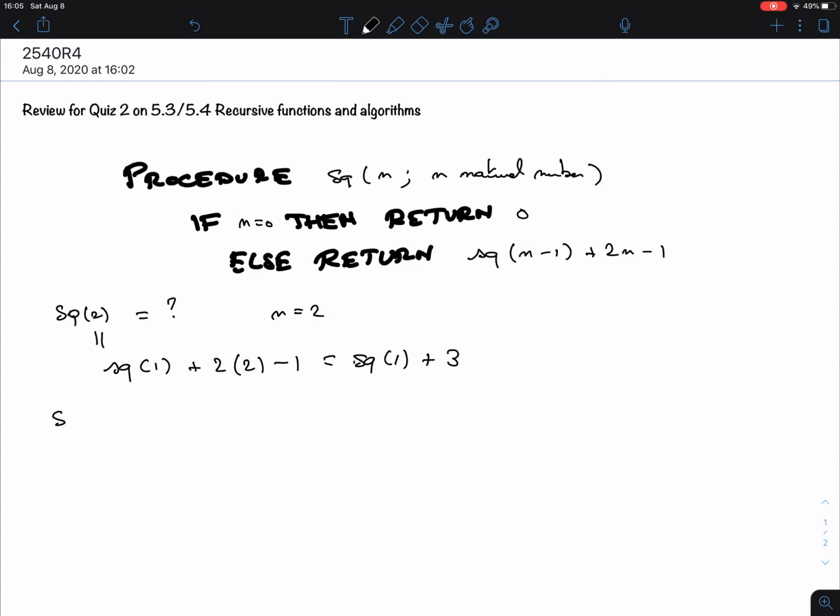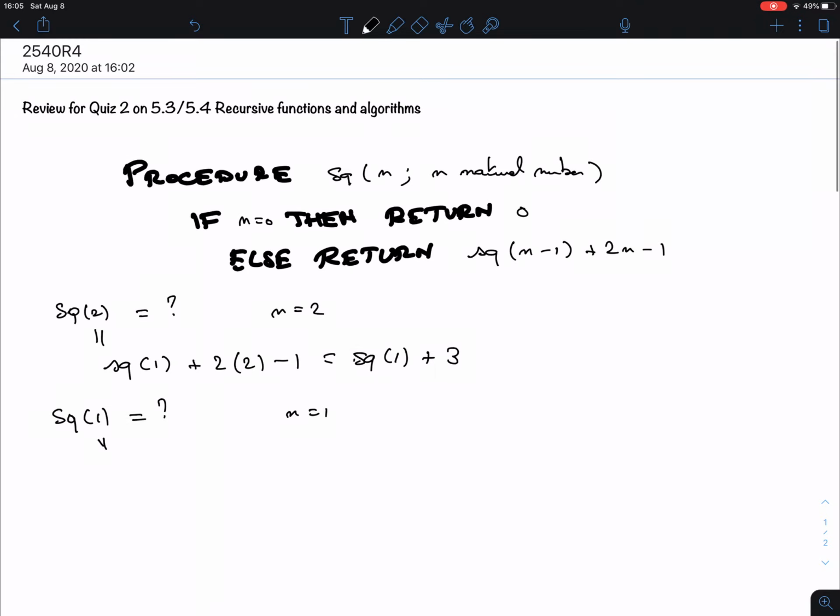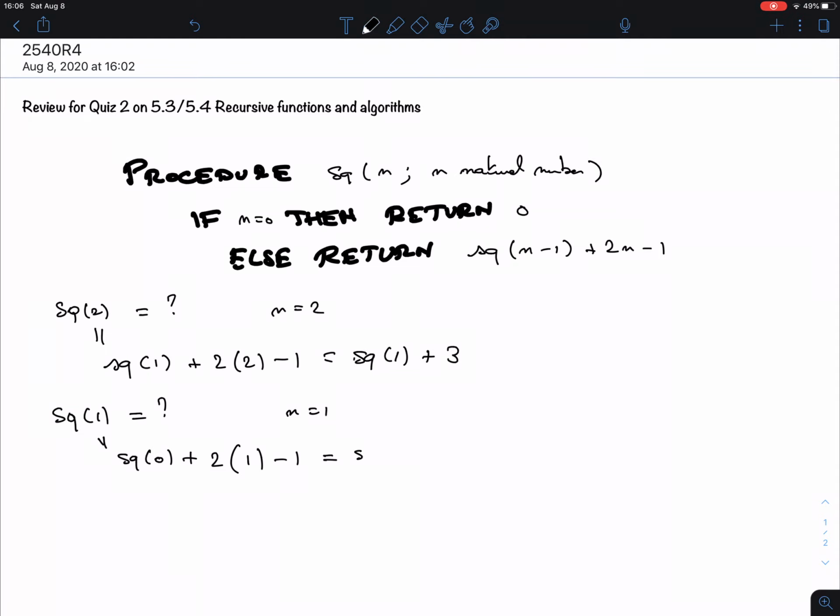Okay, so now what's the square of 1? Now n is 1, but again we have to carry out the main recursive step, because n is still not 0. And that means that this is equal to the square of 0 plus 2 times 1 minus 1, again replacing n by 1. So n minus 1 is 0 here, and that's a 2n. So this is the square of 0 plus 2 minus 1, plus 1.